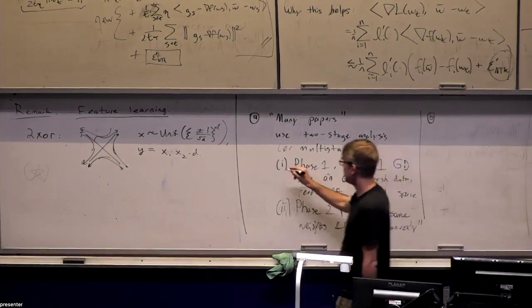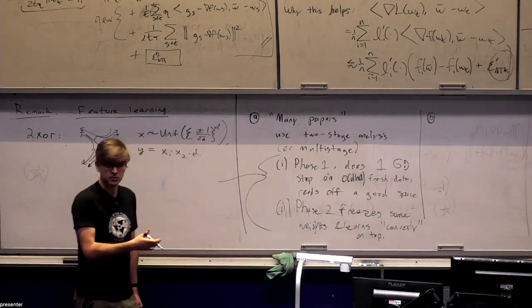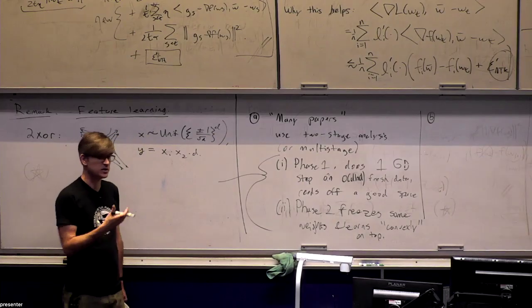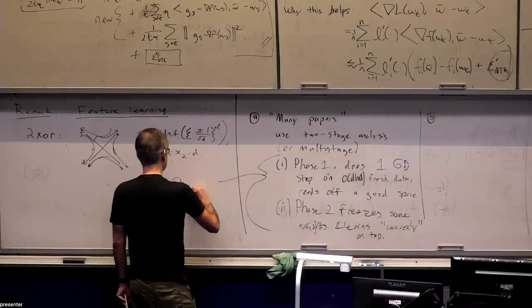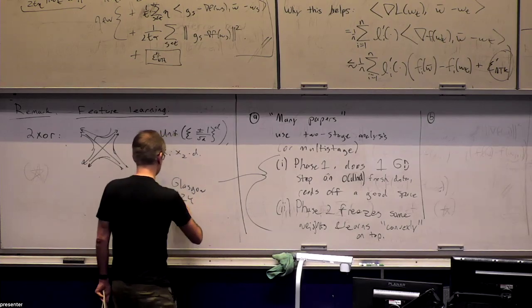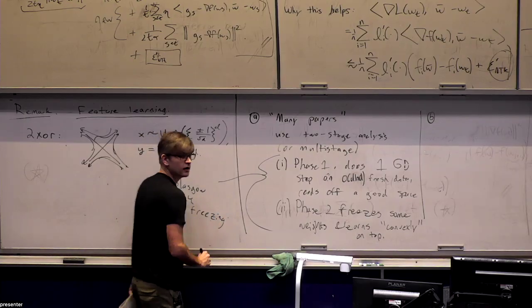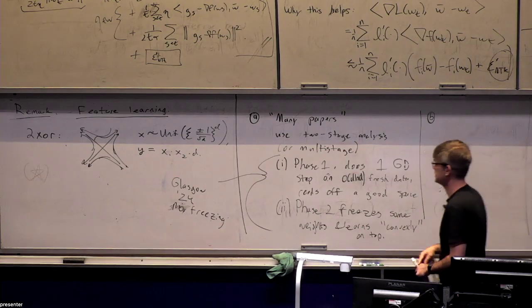I'll say to my knowledge, the only paper that truly analyzes gradient descent, so it does not do the two-phase thing, is the Margalit-Glasgow paper I mentioned. So Margalit-Glasgow is the only one that does not freeze, but it's very, very hard to not freeze. It's just like insanely difficult.